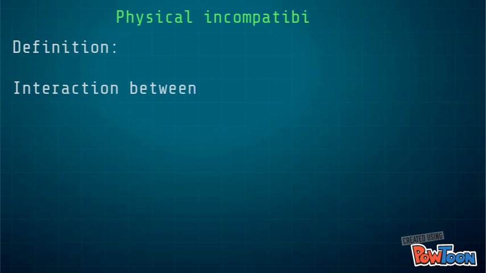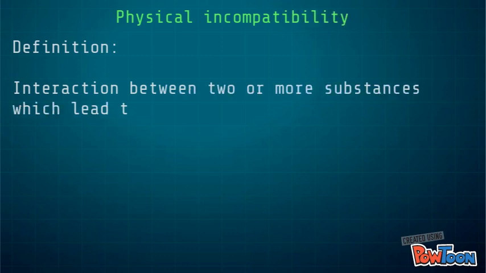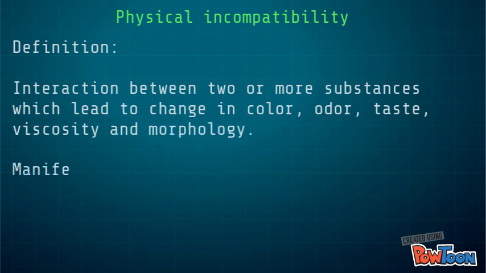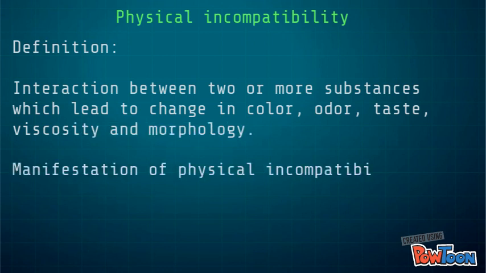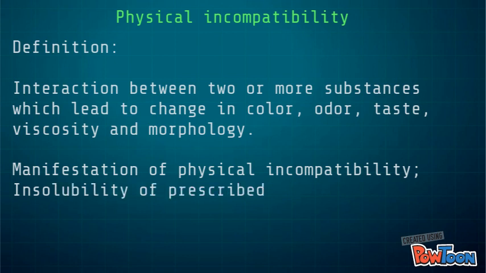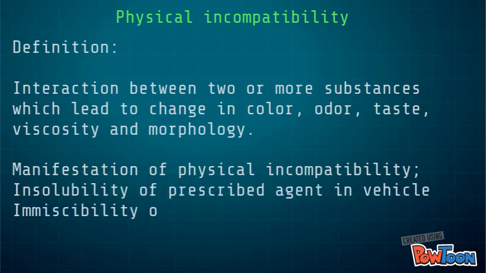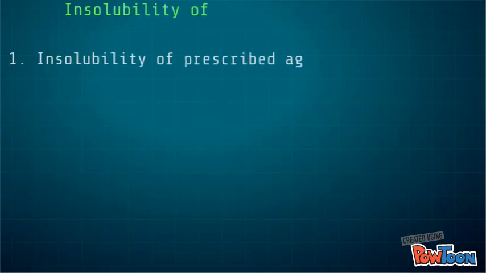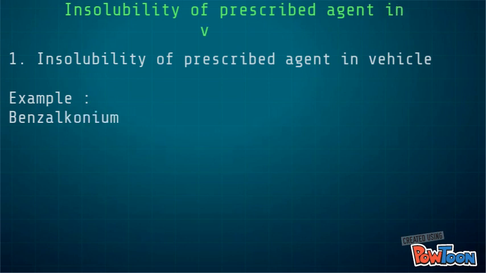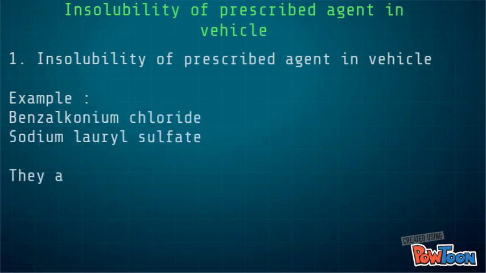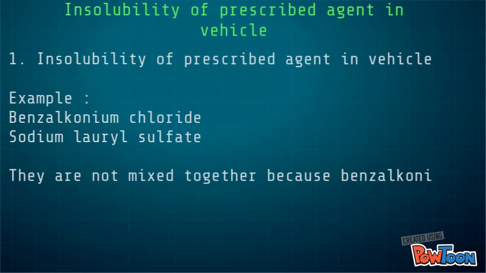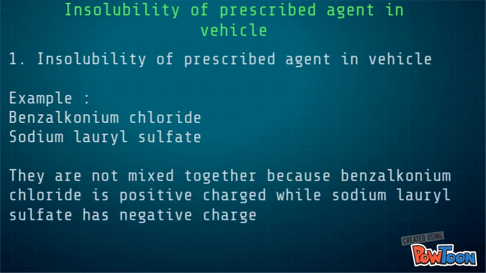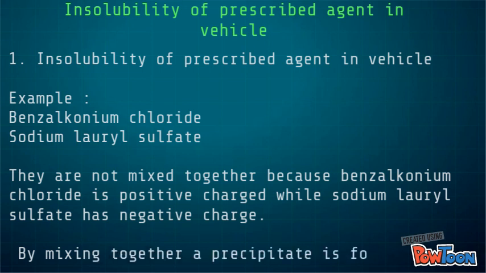Physical incompatibility definition. Interaction between two or more substances which leads to change in color, odor, taste, viscosity, and morphology. Manifestations of physical incompatibility: insolubility of prescribed agent in vehicle, immiscibility of two or more liquids, eutectic mixture. Insolubility of prescribed agent in vehicle, for example, benzalkonium chloride and sodium lauryl sulfate. They are not mixed together because benzalkonium chloride has a positive charge while sodium lauryl sulfate has a negative charge. By mixing together, a precipitate is formed.